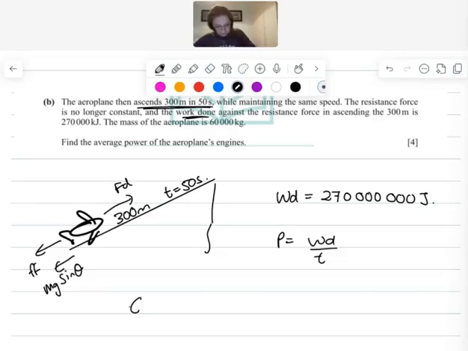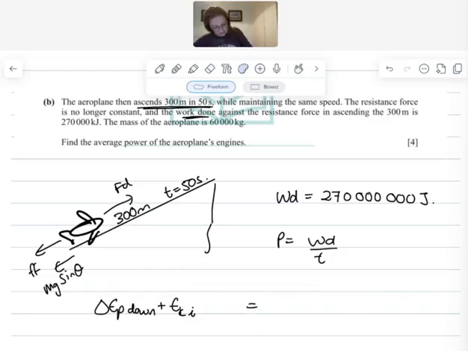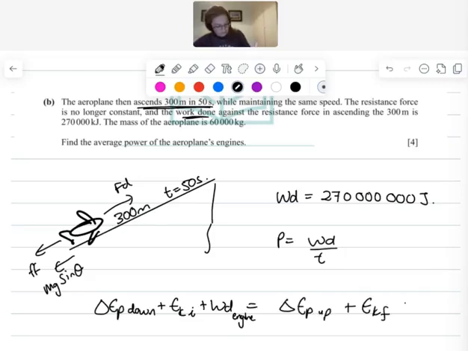So there's a change in potential energy, it's going up. I've got a little formula that I give my students. Anything going down goes on the left hand side: the change in EP going down, plus your kinetic energy initially, plus your work done by the engine is equal to your EP going up, plus your final kinetic energy, plus your work done by friction.